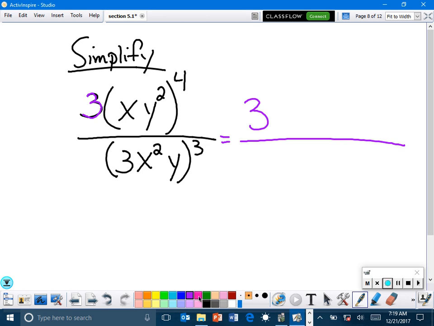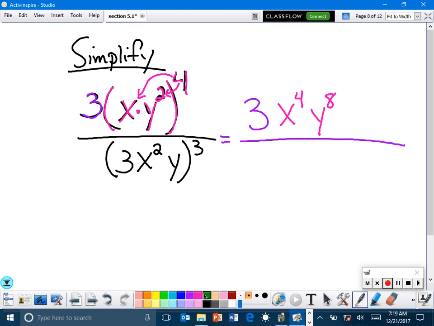Now, the numerator, all of that is to the 4th power. So I'm going to rewrite that as x to the 4th power, because remember, there's a times sign here, so the 4 goes to the x, and y to the 8th power. So 4 times 2 is 8.